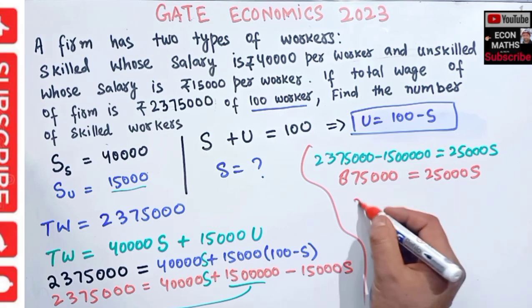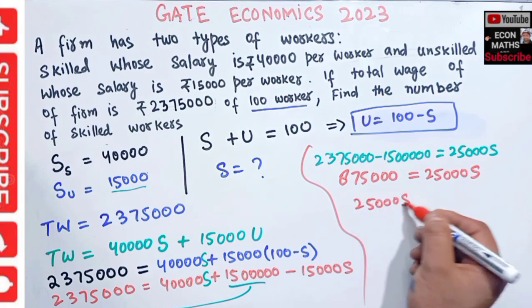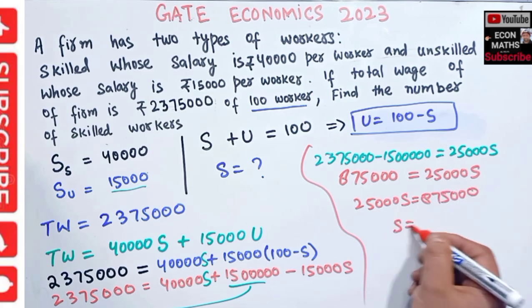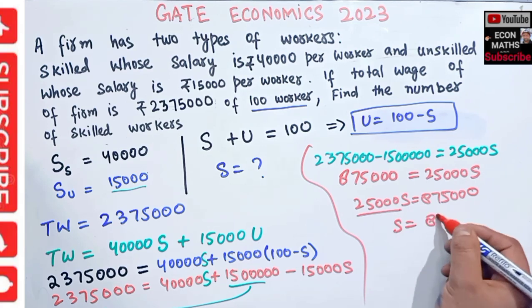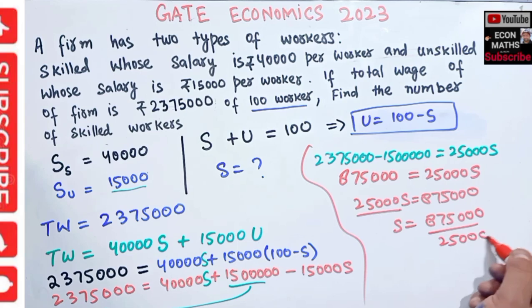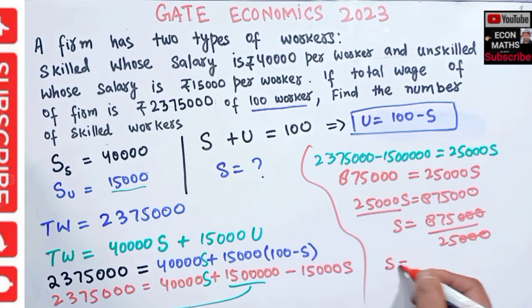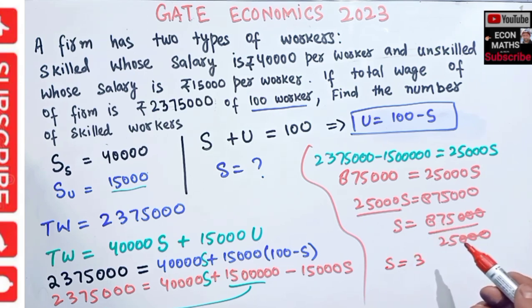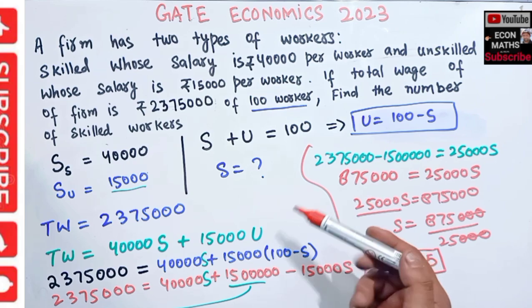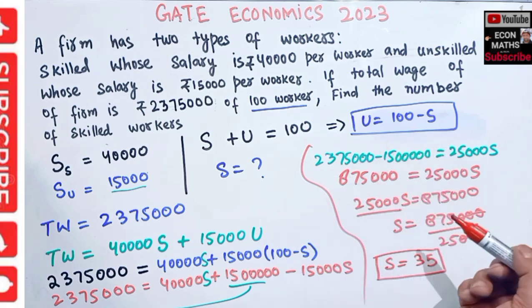Solving for s, that is 25,000 s will be equal to 8,75,000. So s will be equal to, transposing this, it will get divided, 8,75,000 divided by 25,000. So the 000 gets cancelled. So s will be equal to 25 ones are 25, 3 5s are 75. Solving this, it will give us 35. That means the number of skilled workers for this firm will be equal to 35.